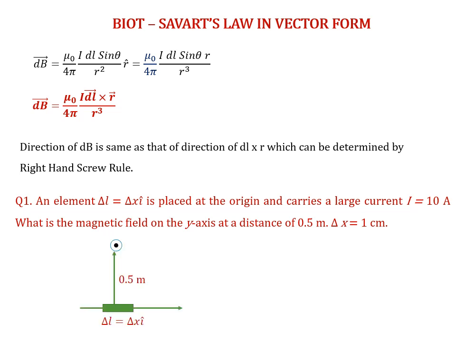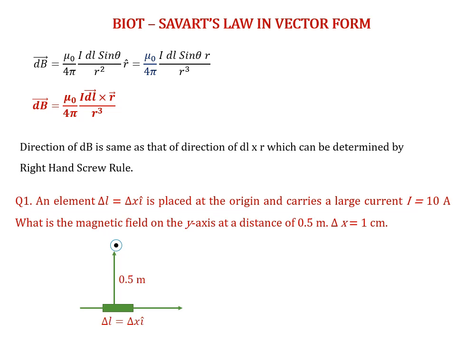We have an element lying at the origin along x-axis. We want to find magnetic field at a distance of 0.5 meters along the y-axis. Since current is flowing along x-axis, the field at the y-axis will point in the outward direction. So we have represented it by a dot.